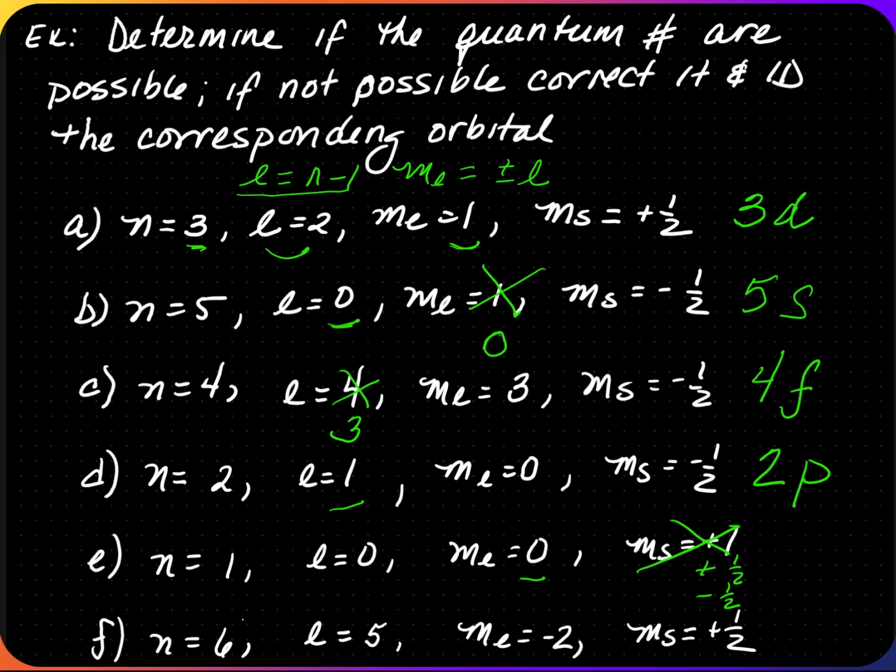Identification of the corresponding orbital. N is equal to 1, so we're at energy level 1. 0 is S, so it's 1S.